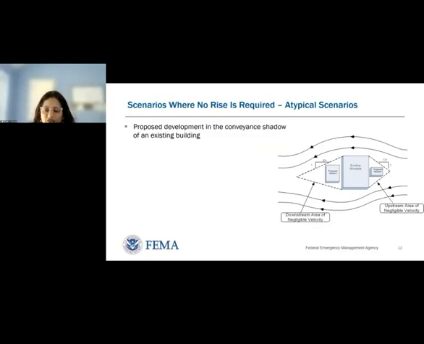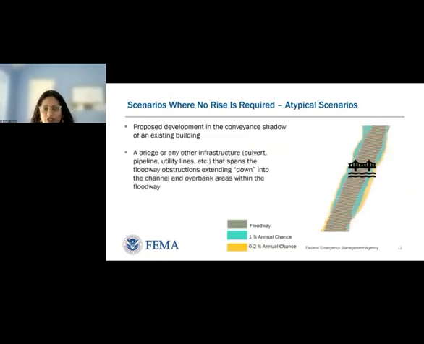Conveyance shadow means an area upstream or downstream of an existing obstruction to the flood flows. So it could happen that somebody already has an existing structure and is trying to add an additional structure or building within that. You can see on the graphic how those additional structures still need to be looked into. Or a bridge or any other infrastructure, including a culvert, a pipeline, or a utility line that spans the floodway, extending down into the channel and the overbank areas within the floodway.